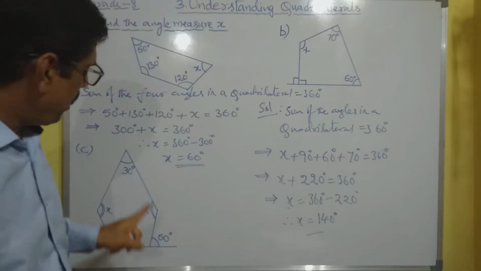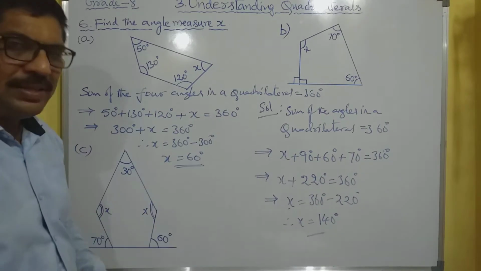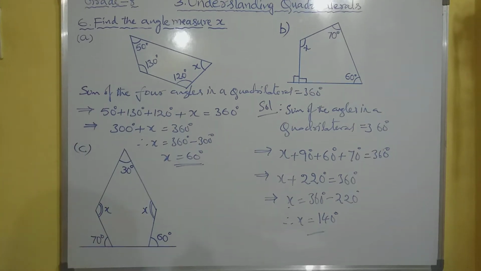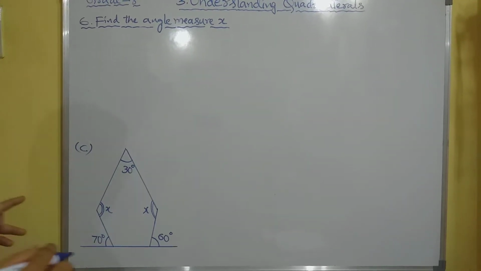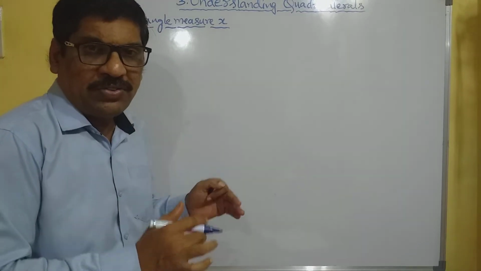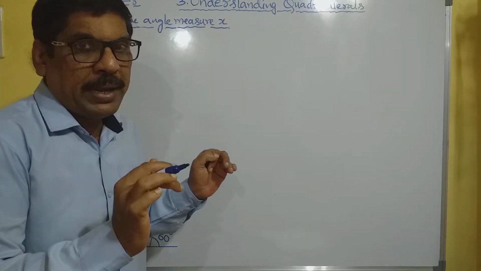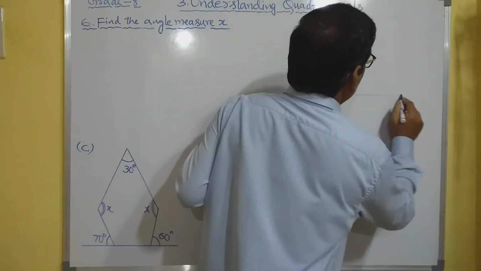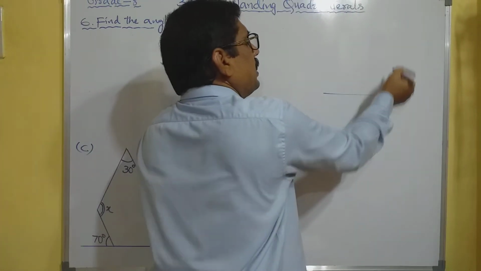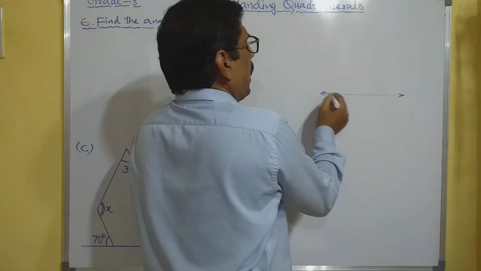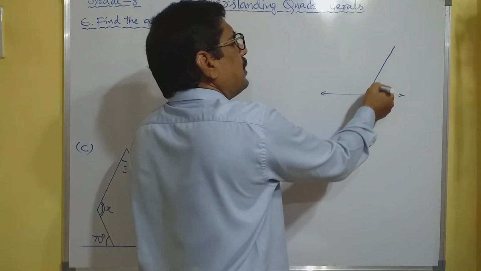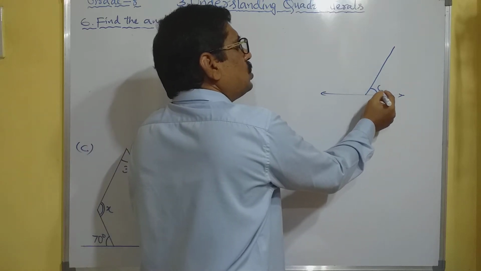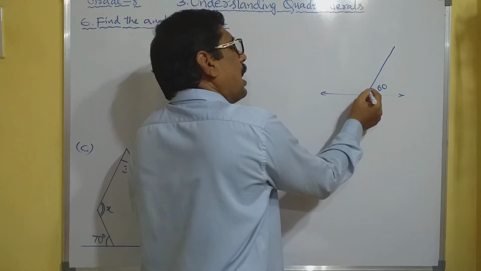Understand? Here we have one more problem. Just copy this. We will do this problem also. Before we go into the next problem, let us recall the linear pair concept once again. Okay, that is very important. Now, look at this. If there is a straight line and there is a ray like this, here if this angle is 60 degrees, what would be the other side angle?